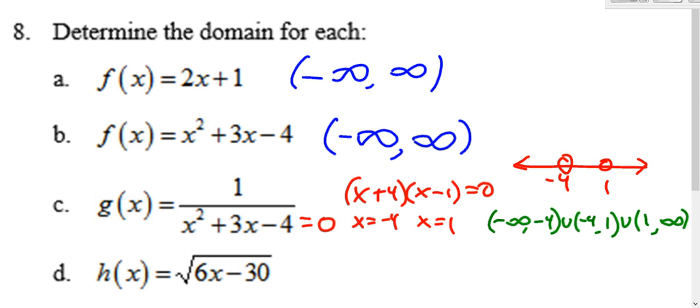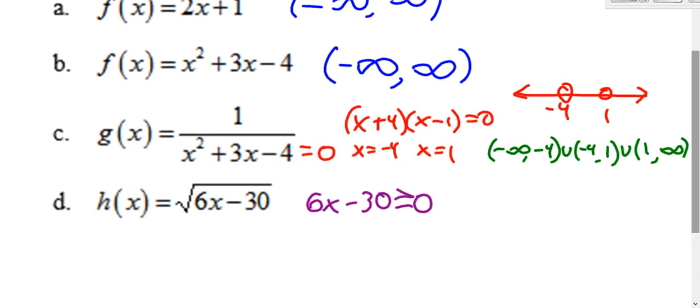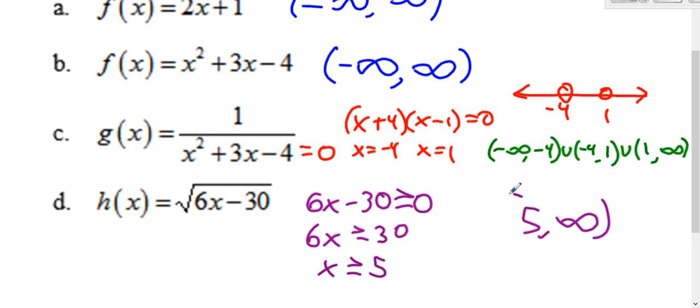This last one, the radicand, the stuff inside the square root, 6x minus 30. You're not allowed to have negatives in there. So it has to be greater than or equal to 0. If you had a negative, it would be imaginary. Then solve that inequality. So add the 30, divide by 6, you get x greater than or equal to 5. Which is including the 5 and going to the right. Which means 5 to infinity, and it's a bracket at the 5.